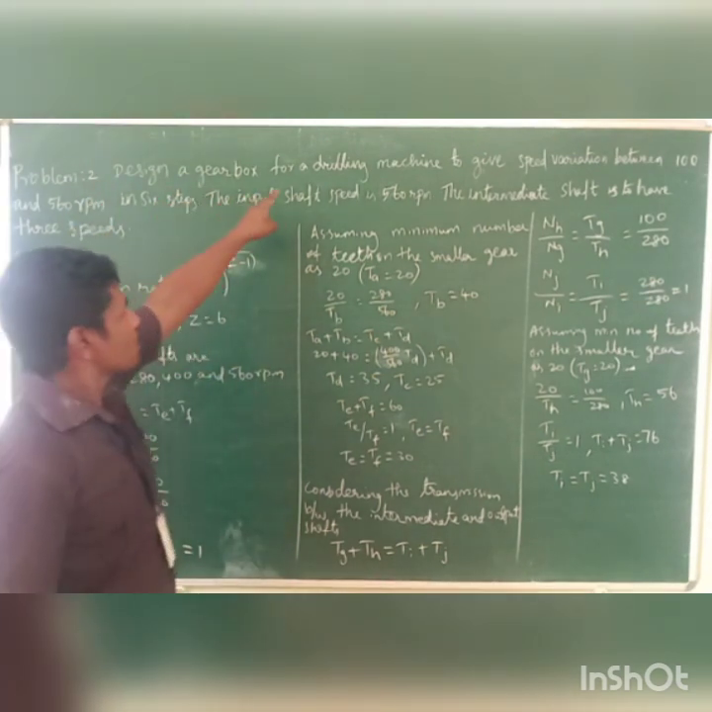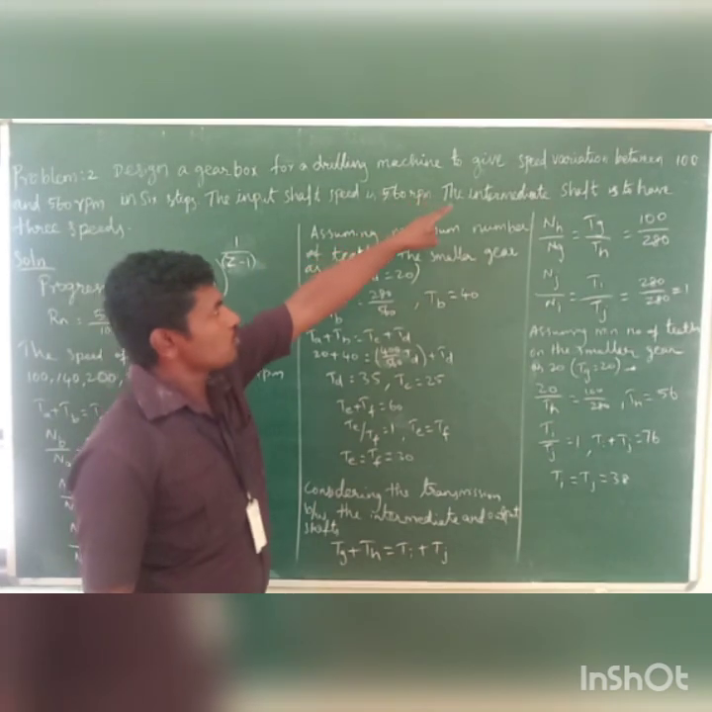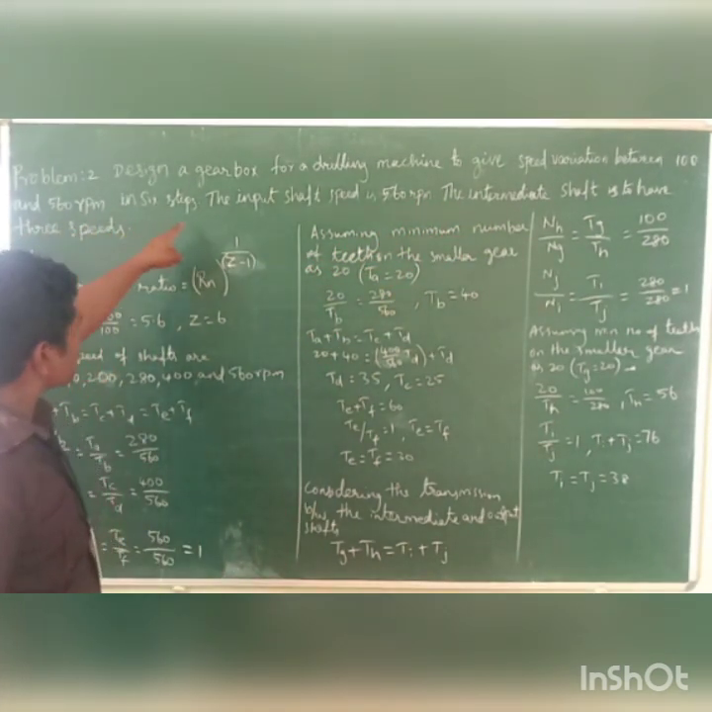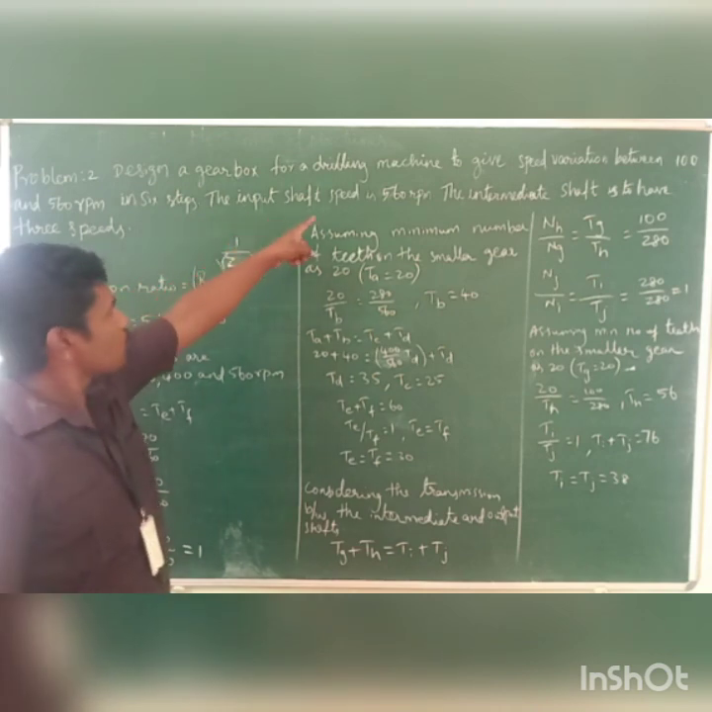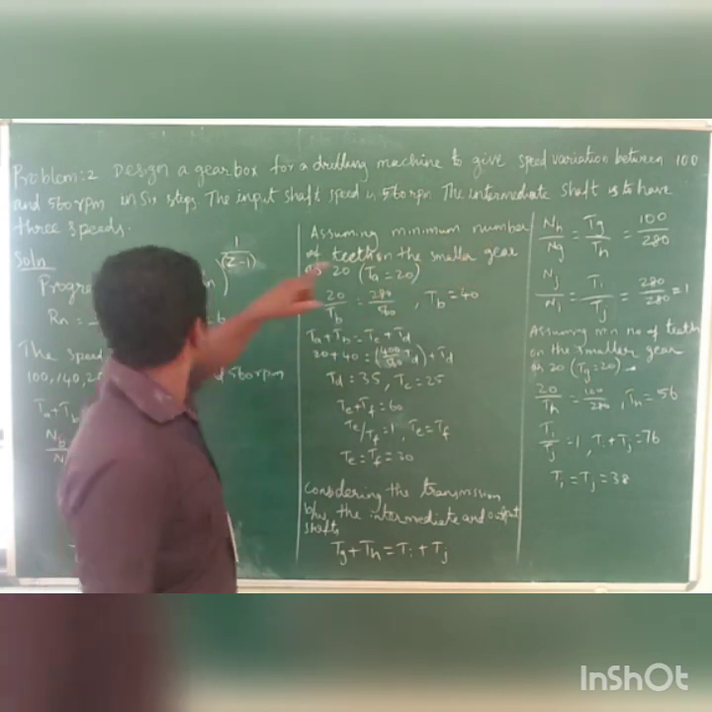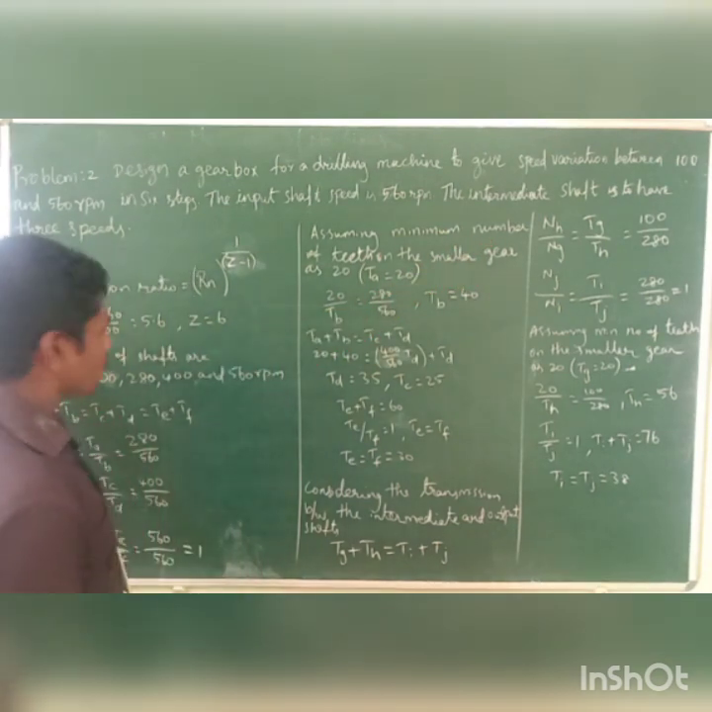Design a gearbox for a drilling machine to give speed variation between 100 and 560 rpm in 6 steps. The input shaft speed is 560 rpm. The intermediate shaft is to have 3 speeds.